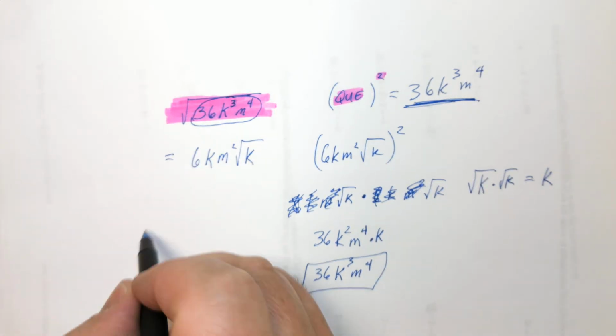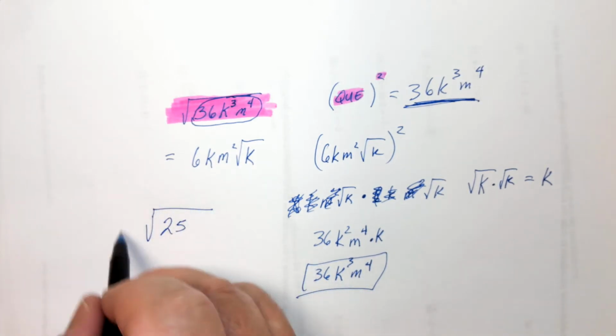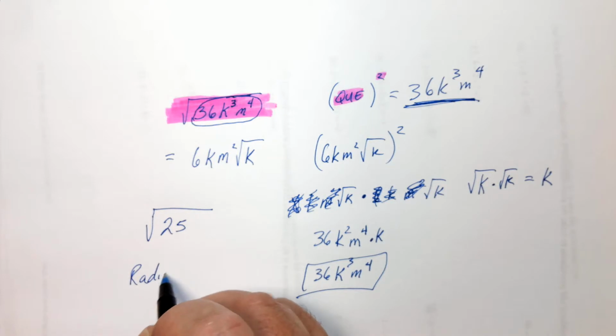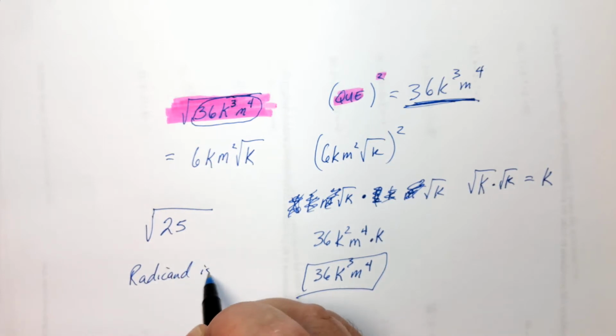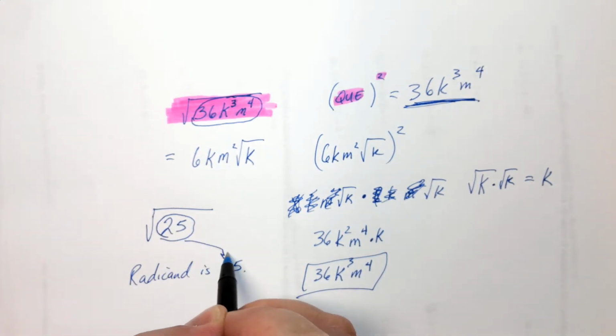Now if you're not sure, the radicand for this thing is 25. It's the number inside the square root. That's called the radicand.